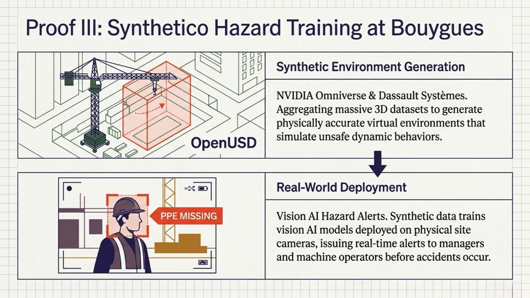Safety training becomes very different when synthetic environments are involved. Here, tools like NVIDIA Omniverse and Dassault systems generate realistic virtual construction sites. These synthetic scenes can include unsafe behaviors, such as missing personal protective equipment. AI vision models train on that data, then deploy to real cameras on physical job sites. Why does this matter? Because the system can learn rare but dangerous situations before they happen around real workers.